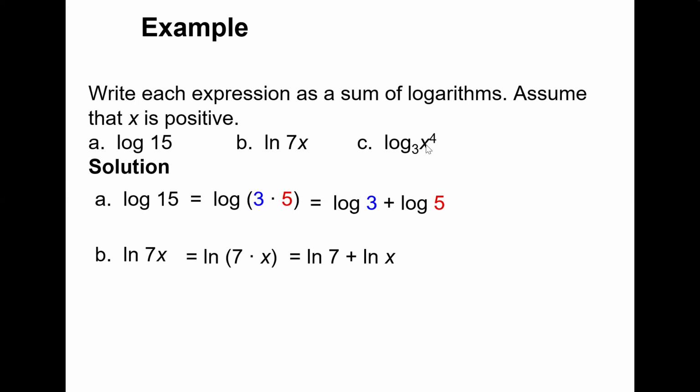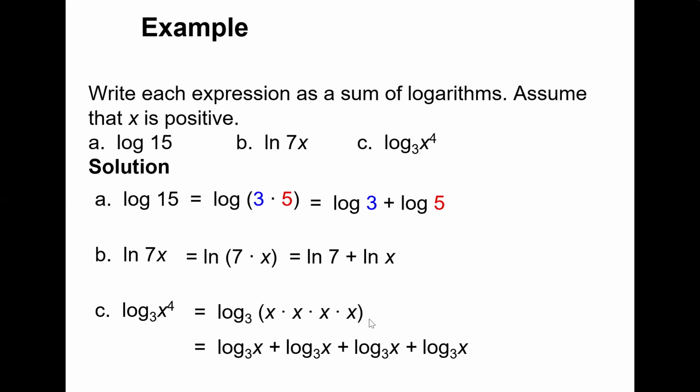Okay, what about this one? Well, this one, x to the fourth, remember, that's going to be x times x times x times x. So that's just going to be log base 3 of x plus log base 3 of x plus log base 3 of x, and so on until you have all four of them here.